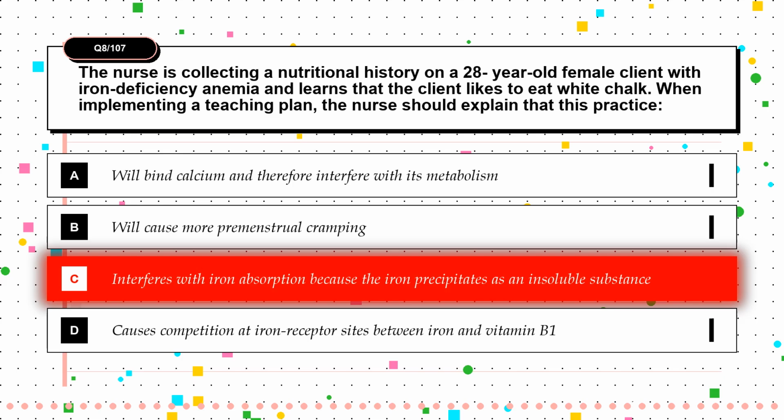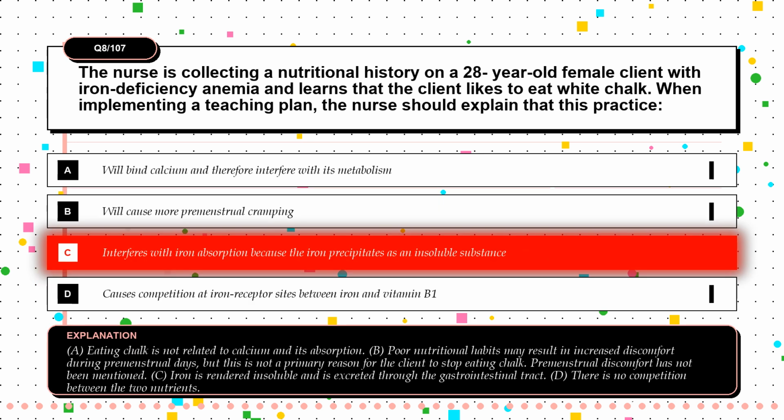The correct answer is option C. Interferes with iron absorption because the iron precipitates as an insoluble substance. A. Eating chalk is not related to calcium and its absorption. B. Poor nutritional habits may result in increased discomfort during premenstrual days, but this is not a primary reason for the client to stop eating chalk. Premenstrual discomfort has not been mentioned. C. Iron is rendered insoluble and is excreted through the gastrointestinal tract. D. There is no competition between the two nutrients.